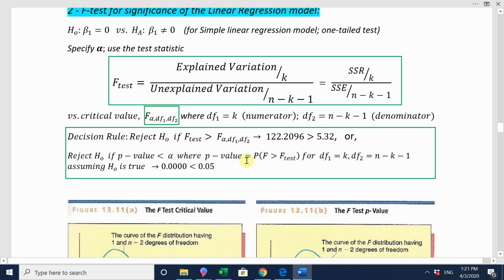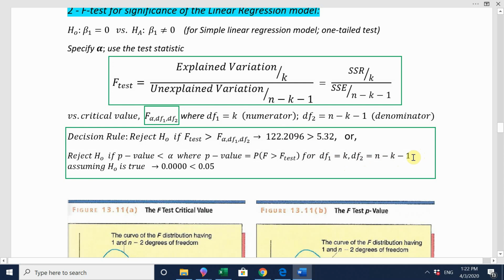And here, quickly, I define the p-value. How do you compute the p-value? The p-value is based on the assumption that the null hypothesis is true, and so then we look for the probability that you find an F value greater than the test statistic value that you computed right here, for degrees of freedom in the numerator equal to k, degrees of freedom in the denominator equal to n minus k minus 1.